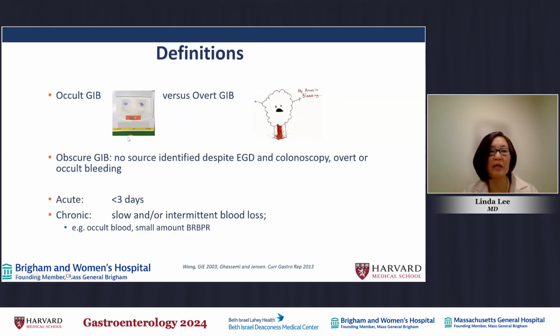Occult GI bleed is when we cannot see the bleeding with our naked eye. However, hemoccult tests will turn positive compared to overt GI bleed that is visible to the naked eye. Obscure GI bleed refers to the fact that there's no source identified despite performing EGD and colonoscopy, and this can be overt or occult. Acute GI bleed has been going on for less than 3 days compared to chronic.